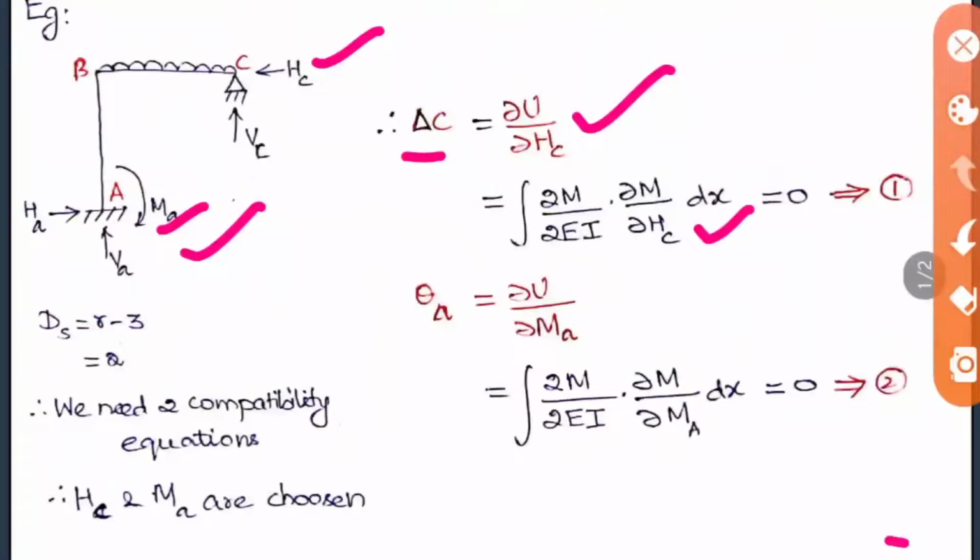So when you expand and substitute the moment values in this formula, you will be getting an equation and you can find Hc and MA. So you will be getting two values. Okay, so when you find Hc and MA, only three remaining values will be there, which can be easily solved by sigma H equal to 0, sigma V equal to 0, and sigma moment equal to 0. So that's all. We have found all the reactions here. So this is a simple method to find the indeterminate structures.